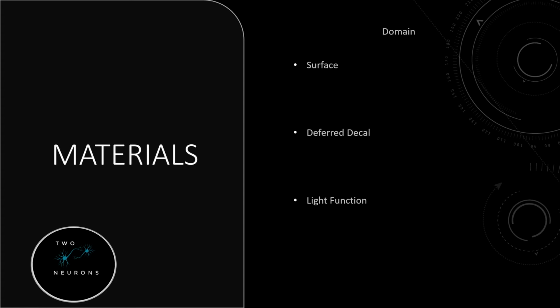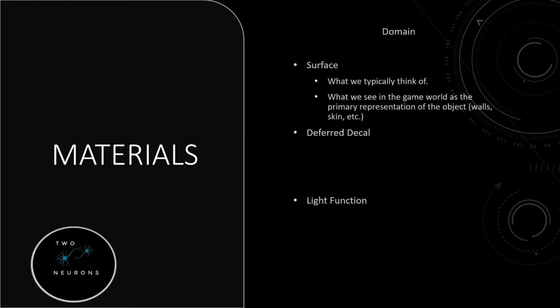So there are multiple domains. I have 3 on screen, and I'll have 3 or 4 on the next screen as well. So let's start with surface. Surface is what we typically think of when we think of material shaders. It's what we typically see in the game world as a primary representation of that object. So walls, skin, floor, ceiling, the material of bark on a tree, that sort of stuff. That is what we typically think of when we think of materials. So not much to go into there. We'll be focusing on surface materials for this video anyway.